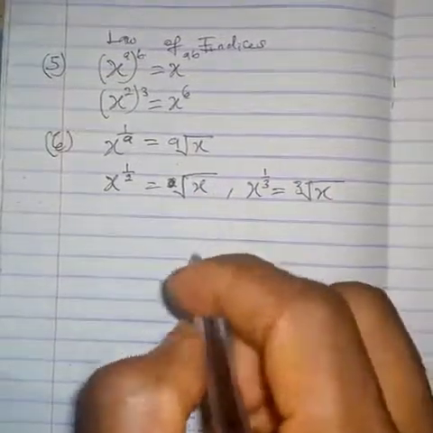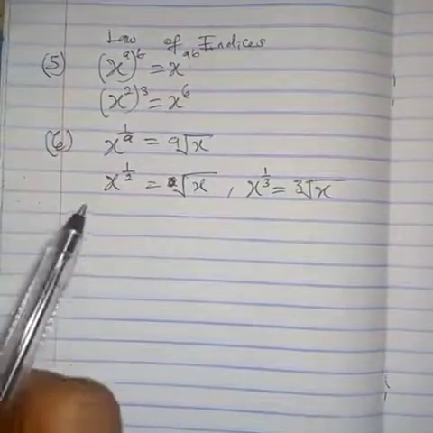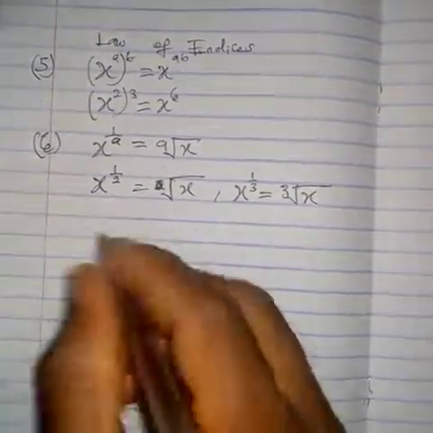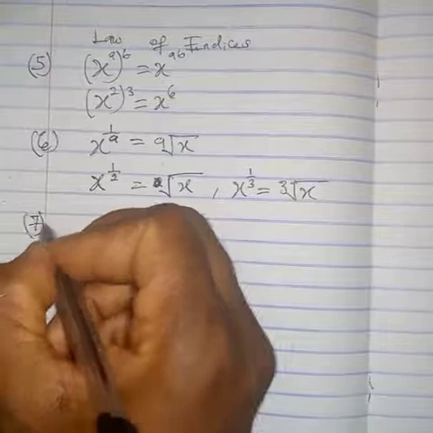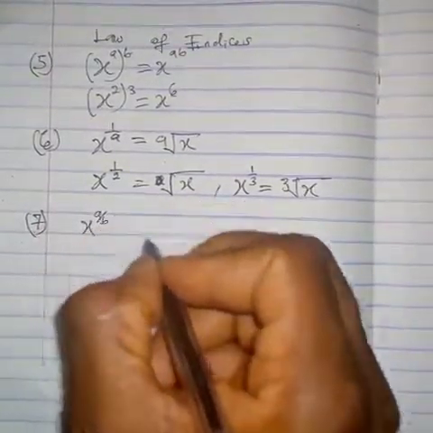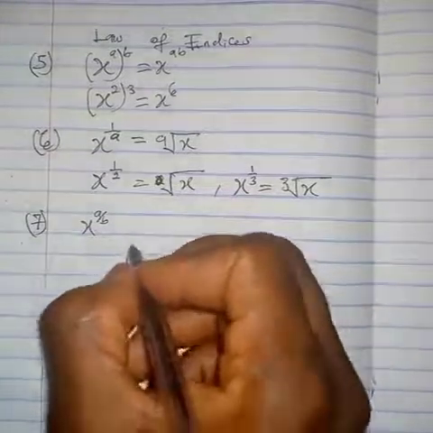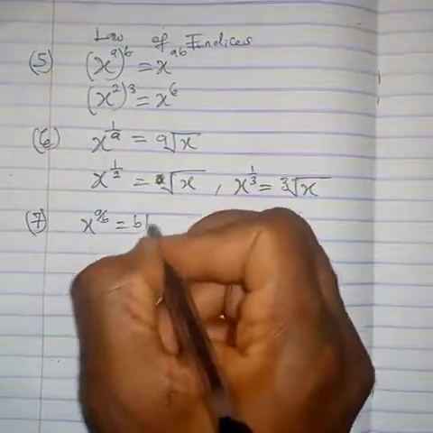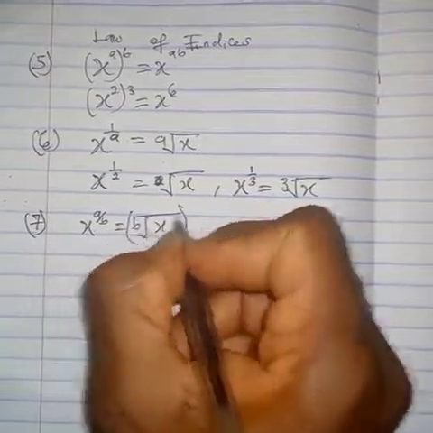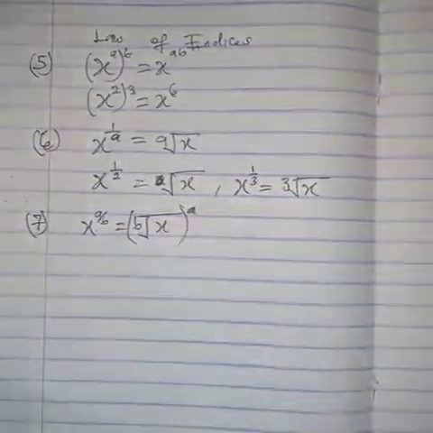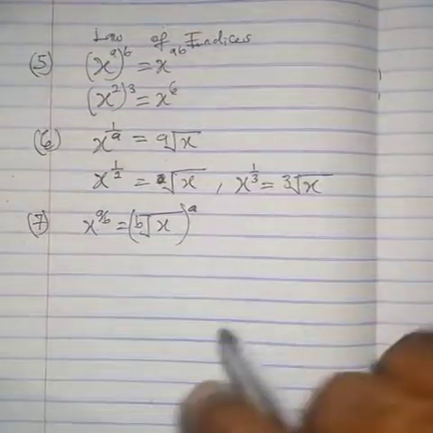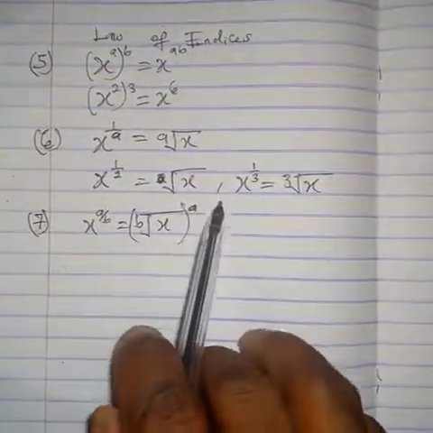Now this law also is similar to what we have in law number 7. That's law 7. For law 7, we also have something like this, x raised to the power of a all over b, and that gives you the b-th root of x. Then you open your bracket a. You can see how it is. Very simple. The b-th root of x raised to the power of a.